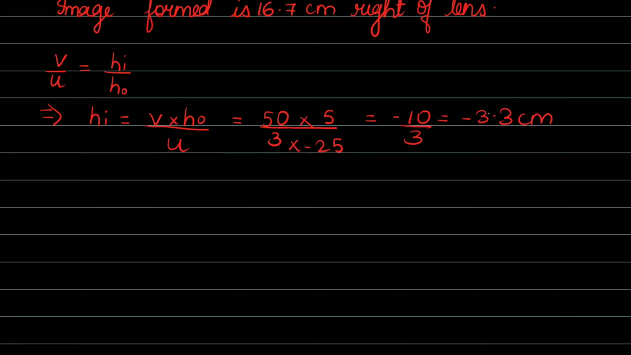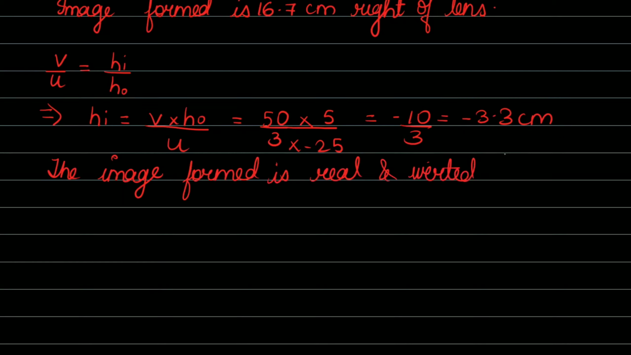So this is the size of the image. Thus the size of the image is around 3.3 centimeter. Whereas the negative sign, what does the negative sign indicate? It shows that the image formed is real and inverted, because the sign is negative. So the image formed will be real and inverted image. The image formed is real and inverted and also diminished.